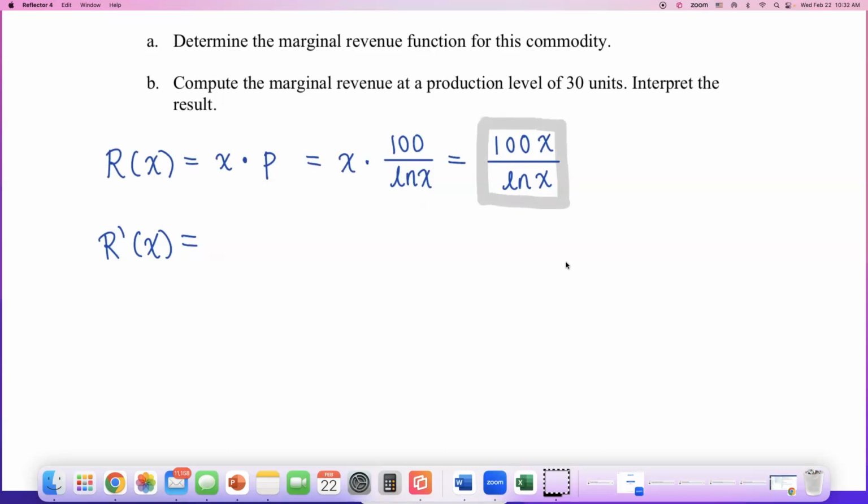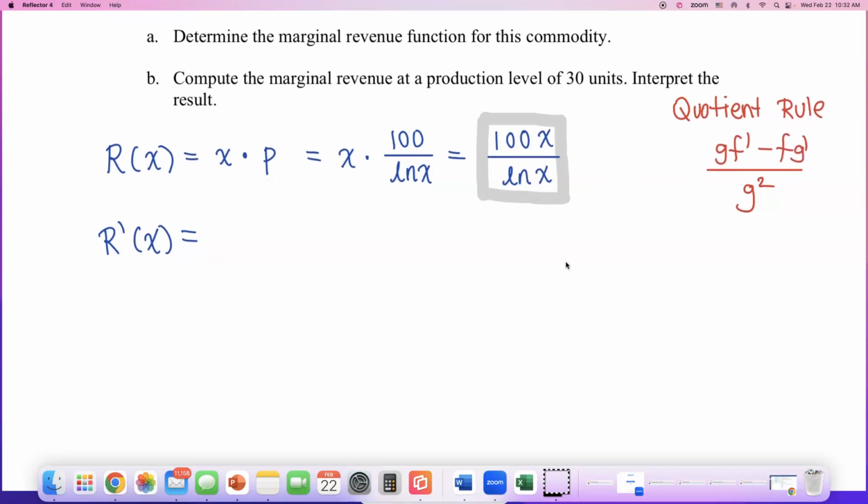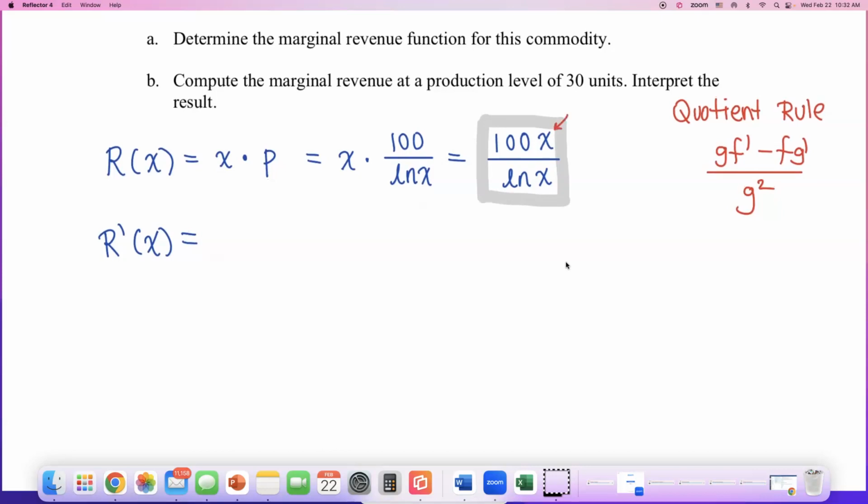I'll use the quotient rule. The quotient rule goes like this. You put g squared in the denominator, and on the numerator you have g f prime minus f g prime. So f is the numerator function and g is the denominator function. So let me put those together over here. The denominator is going to be the original denominator squared, so I'll write that as natural log of x squared.